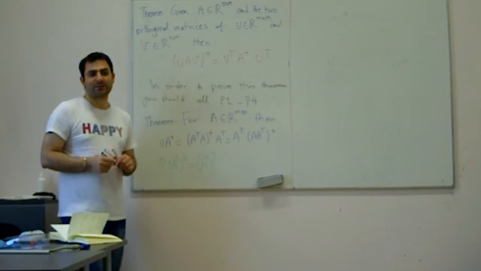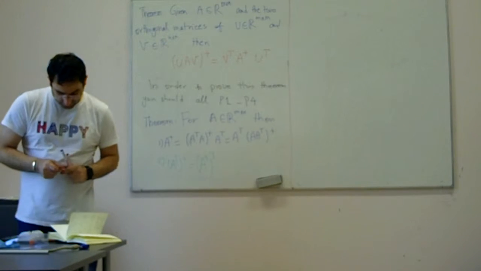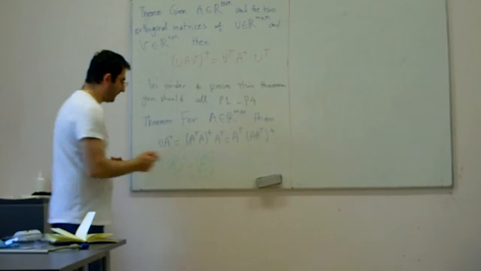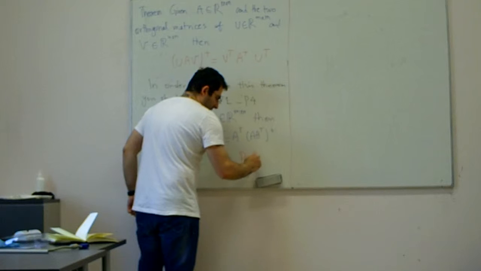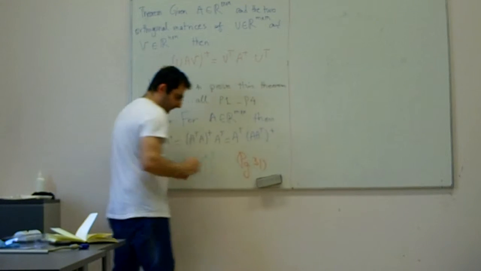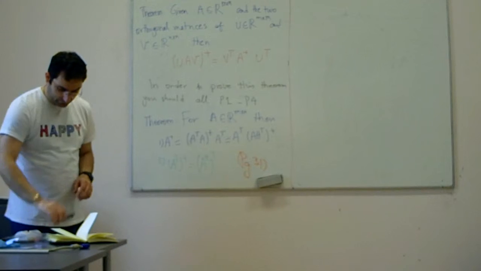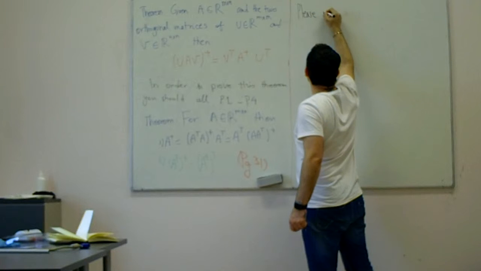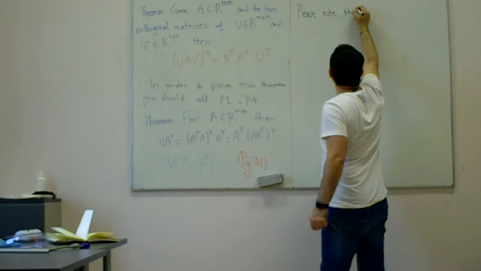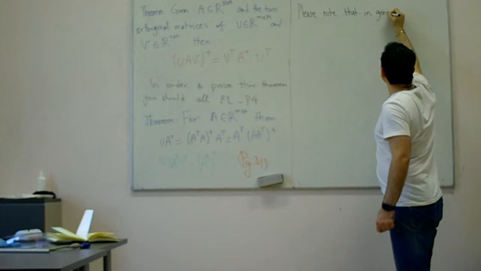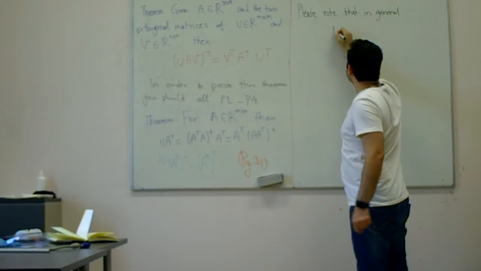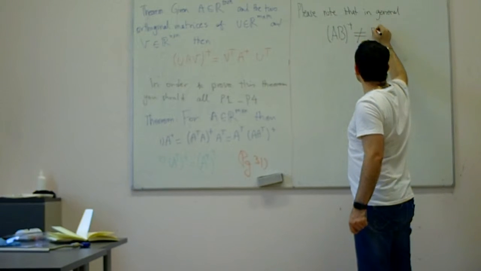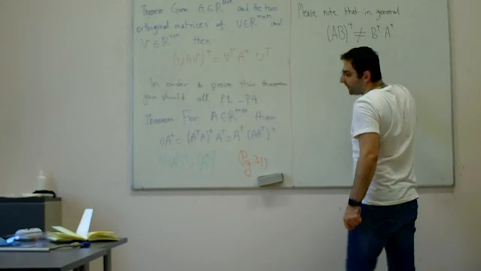In other words, the transpose and the plus, we can swap them. And the proof is available in the book. On page 31 of the book, you can see the proof. Please note that in general, (AB) plus is not B plus multiplied by A plus.